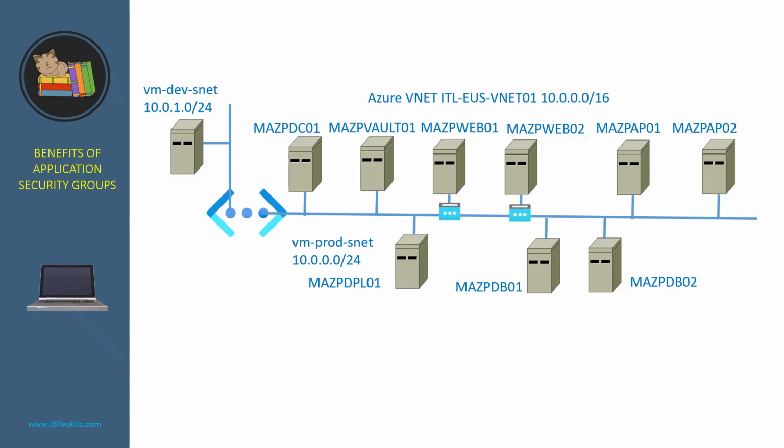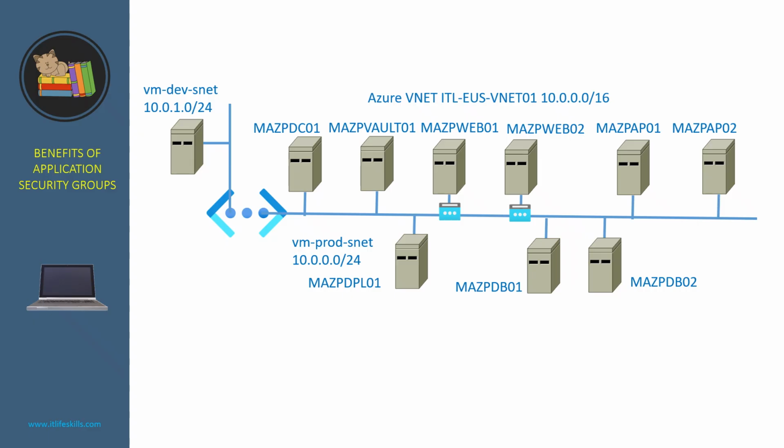The real benefits of application security groups are being recognized as we have applications that contain hundreds of servers divided into multiple tiers. Traditionally, servers in each tier are provisioned in a subnet. By using application security groups, all servers of the application can be provisioned in one subnet, and the servers in each tier are added to an application security group.